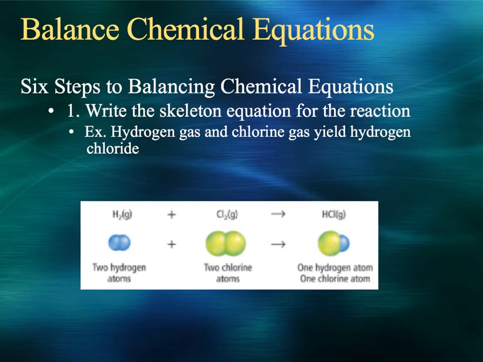So, 6 steps to balancing chemical equations. Step number 1 is to write the skeleton equation for the reaction. If you're given that, great, then you don't have to do that. If not, if you're just given a statement, then you've got to convert that from words into a reaction. So this one says hydrogen gas and chlorine gas yield hydrogen chloride. Yield just means produces.